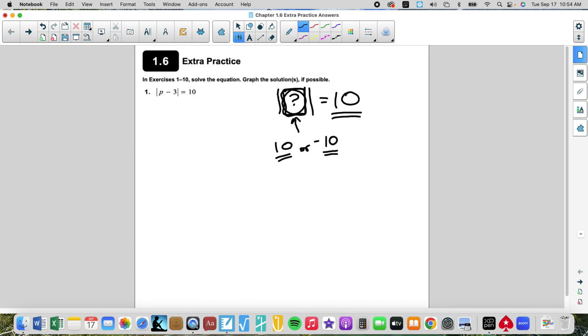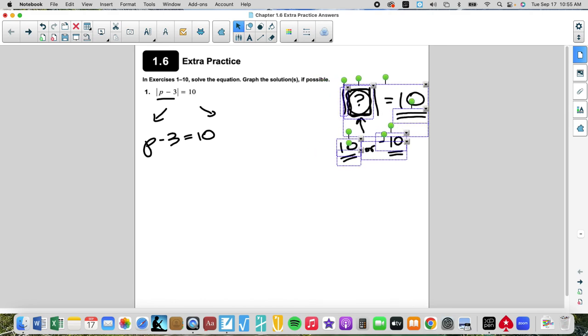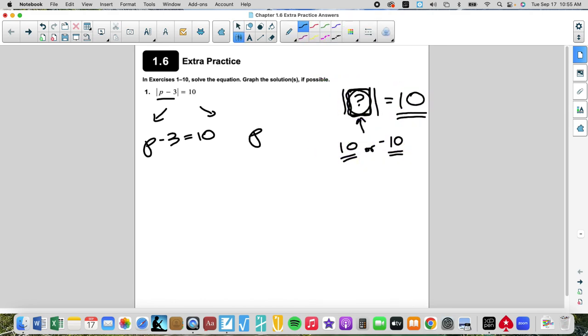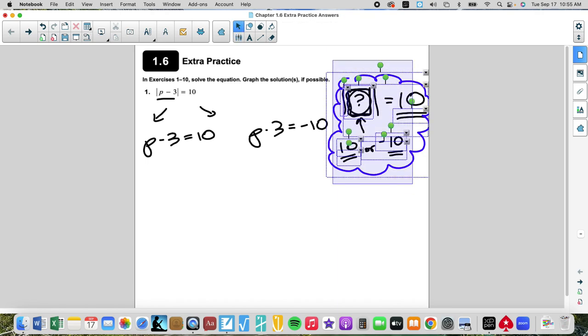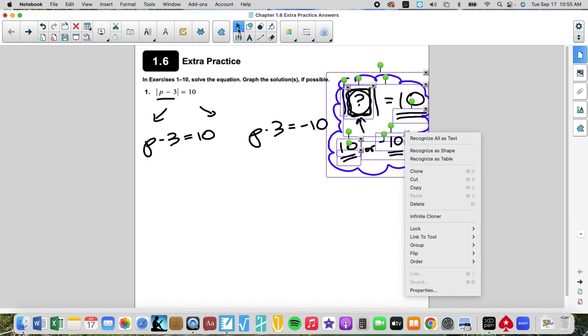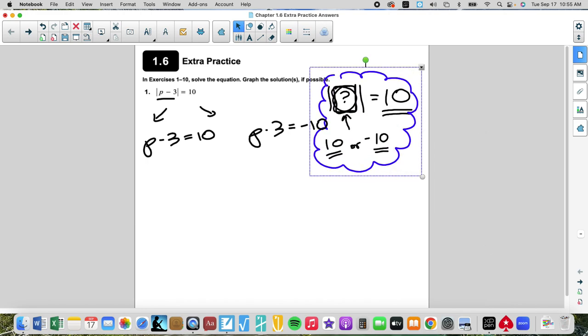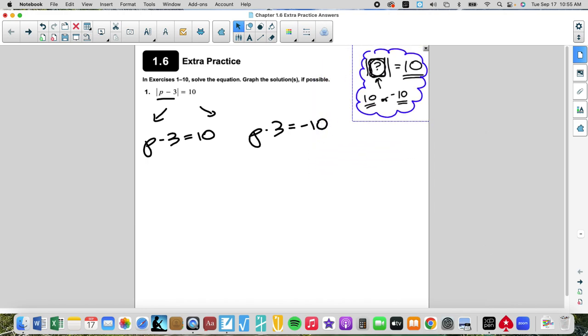So we're going to set up two equations, two statements. P minus 3 can equal either 10 or p minus 3 can equal negative 10. That's what this little idea box right here stipulates. That's why we have it in this manner. Let's group that and make it a little bit smaller. We'll put that idea up there.